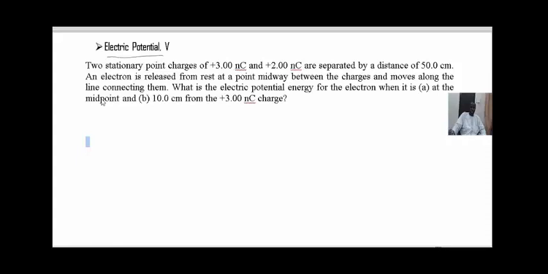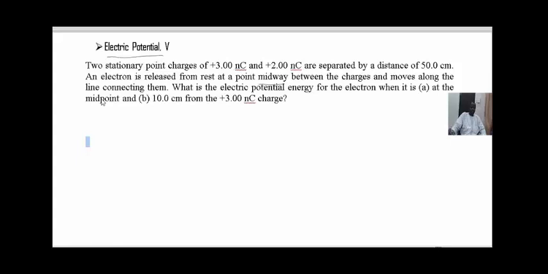Then an electron is released from rest at a point midway between the charges and moves along the line connecting them. We are to calculate the electric potential energy for the electron when it is at the midpoint, A, and when it is at B, 10 centimeters from the 3 nanocoulomb.